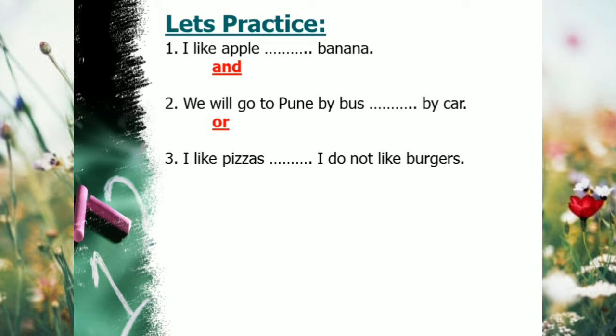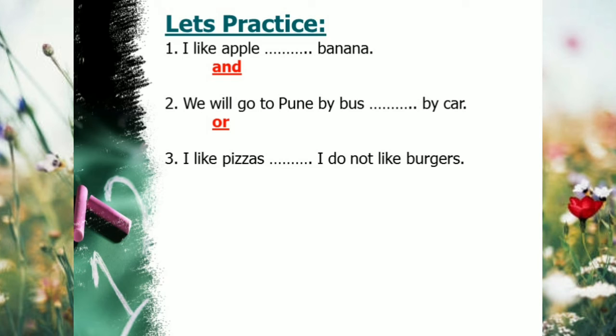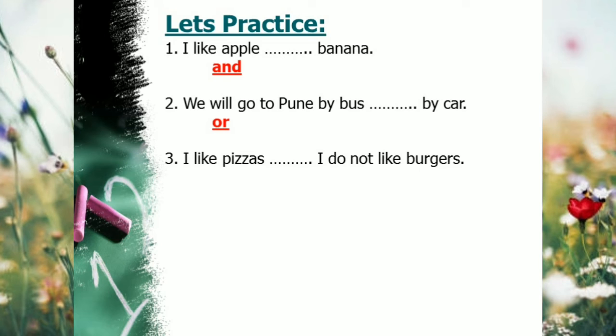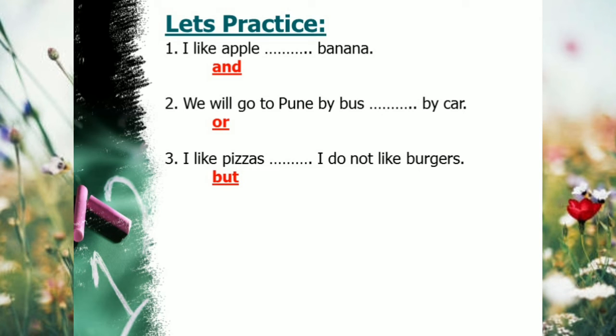The third one, I like pizzas, I do not like burgers. There is a difference between two things. Here we are talking about like and dislike. Therefore, we will use but. I like pizzas, but I do not like burgers.